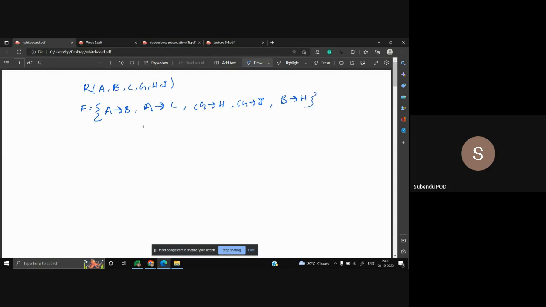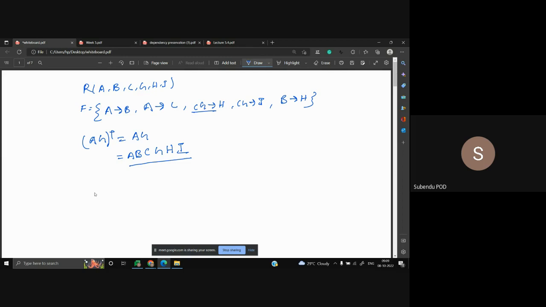If you want to find the AG closure, how to find it? AG will cover AG, right? Now we can say A determines B and A determines C, so we can write A, B, C, then G. Then CG determines H, so we can write H. Then CG determines I, so we can write I. So ABCGHI. This is how to find the attribute closure.